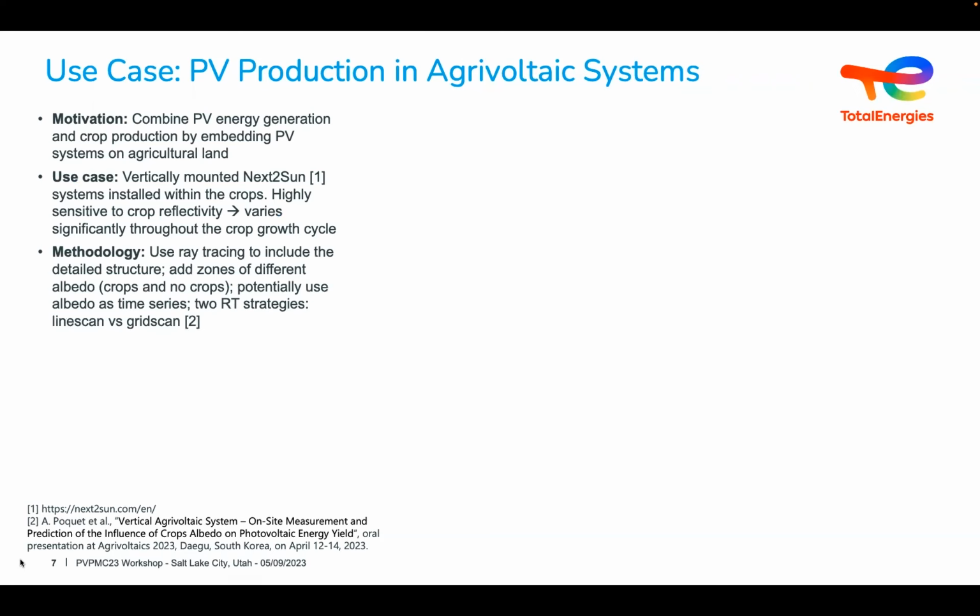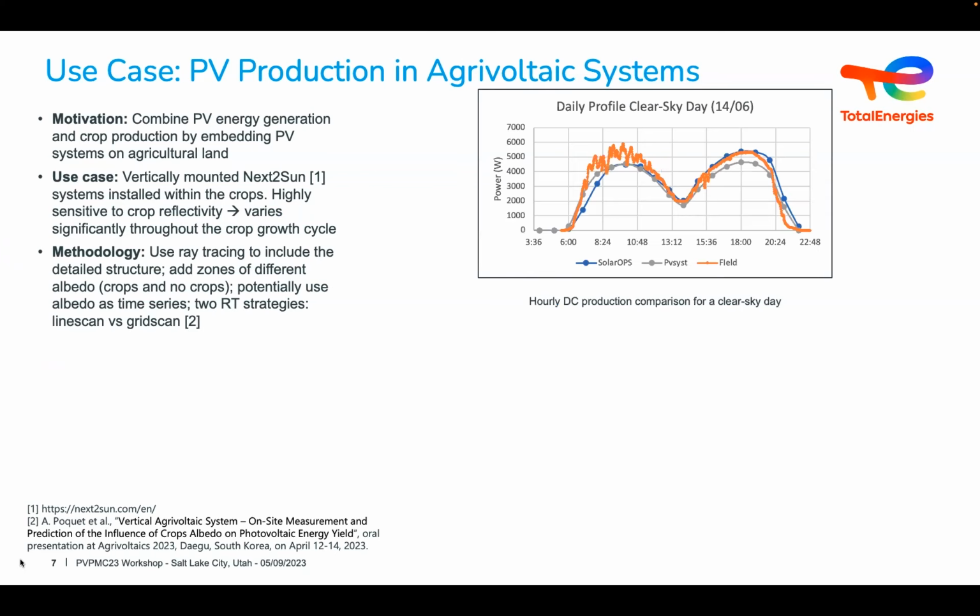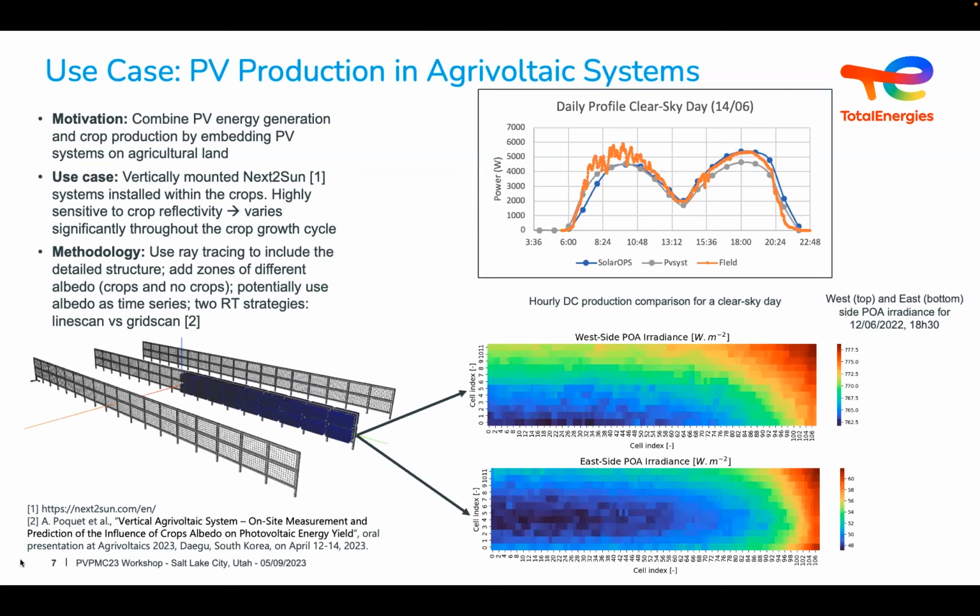The methodology that we are using is ray tracing to include the detailed structure, and we are adding zones of different albedo, crops and no crops. And then we are using albedo as time series, and we have two different ray tracing strategies, line scan and grid scan. Here you can see results from the more rigorous and more time-consuming grid scan approach, and every small square that you see represents an actual cell on the whole module array.